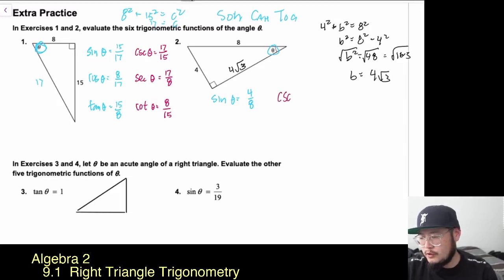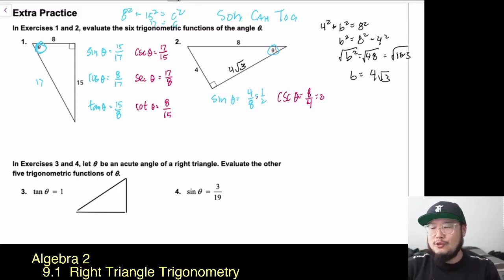So cosecant theta is going to be 8 over 4, which ends up equaling 2. And then for sine theta, let's make sure we simplify that down, and that'll be 1/2. All right, so we got 2 out of 6 done, or 1/3 of the problem.